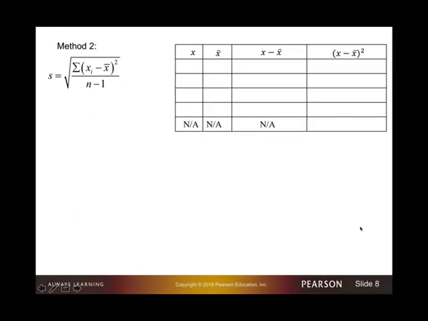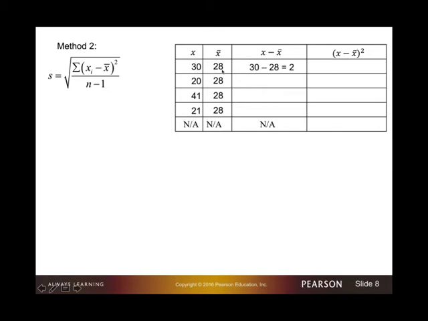Method 2. We're going to use the second formula here. Again, we're going to create the chart, but this one is a little bit more complicated compared to the previous one. The x is talking about the data value. You plug in the data. And remember, we already found the mean, which is 28. Now we use the data values minus the sample mean, so subtract these two.